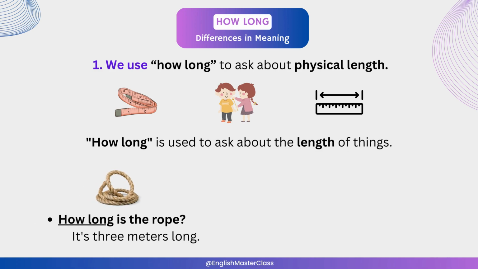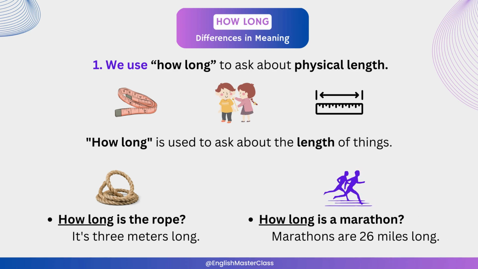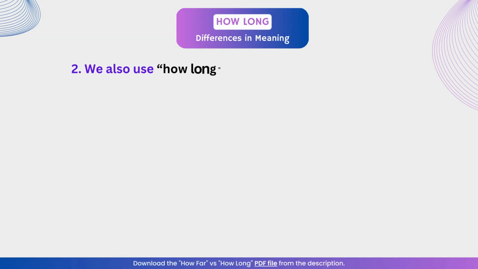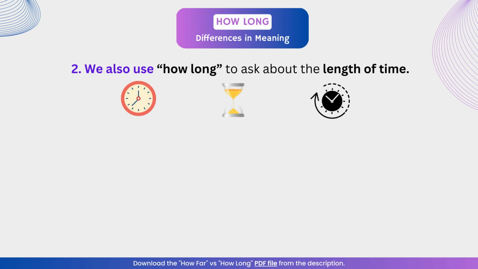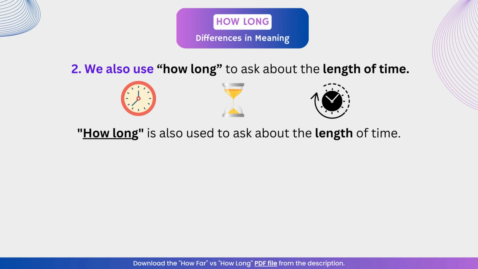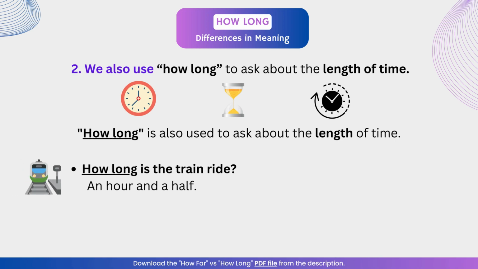How long is the rope? It's 3 meters long. How long is a marathon? Marathons are 26 miles long. We also use how long to ask about the length of time. How long is also used to ask about the length of time. How long is the train ride?